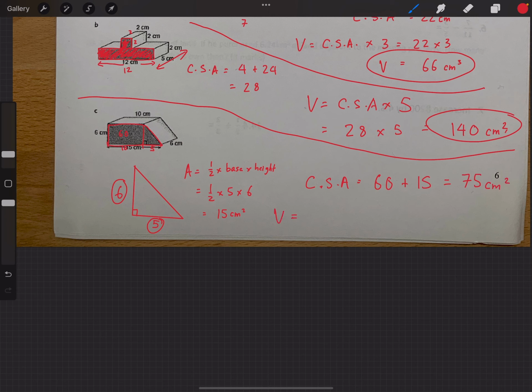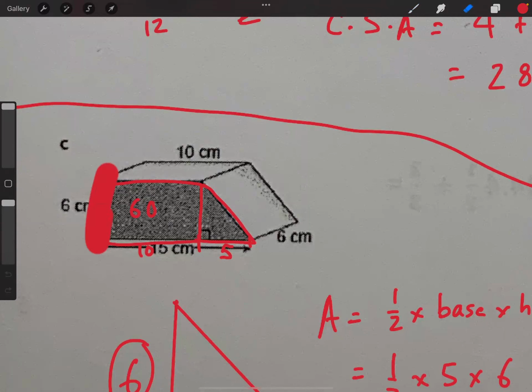Now the volume is equal to the cross section area times how long we are stacking this? Oops.